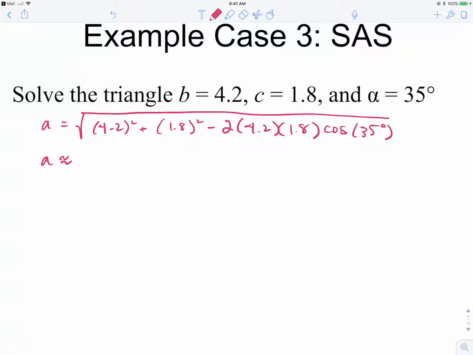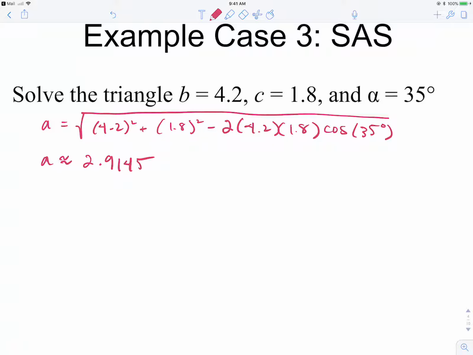So I get 2.9145 for side A. Now I have all three sides. Well, it would appear that you could switch to law of sines right now to solve for another angle, either angle beta or angle gamma. However, we do not know what the largest angle is yet.